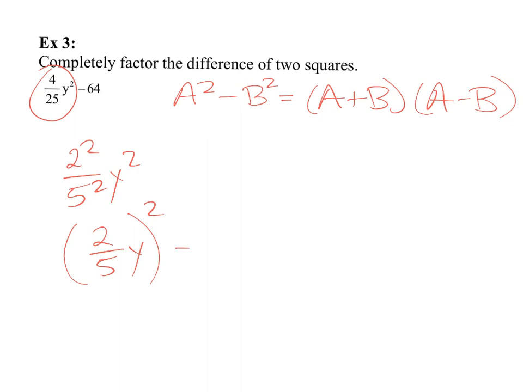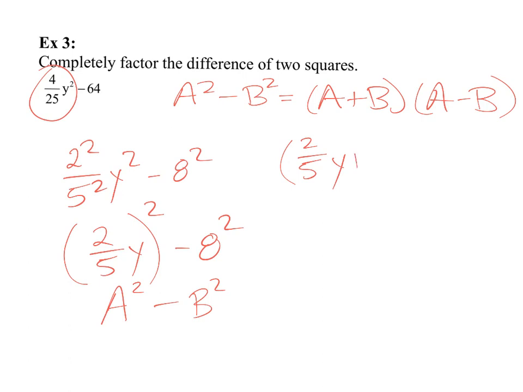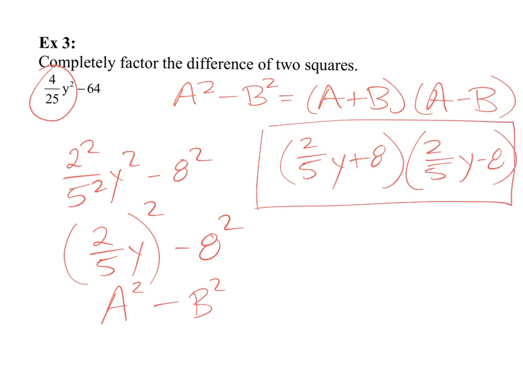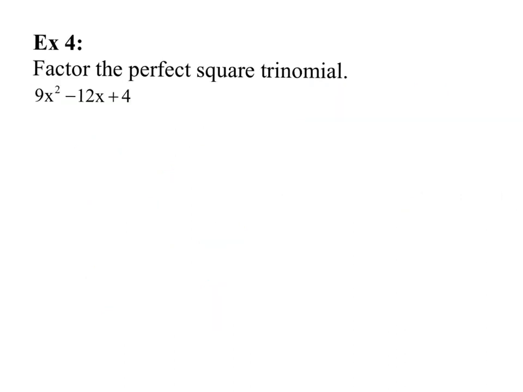Then I have 64, which is 8 squared. So 2/5 y is my a, and 8 is my b. So I have 2/5 y plus 8, and then 2/5 y minus 8. All right, factored the difference of squares. Done. On to the next example.